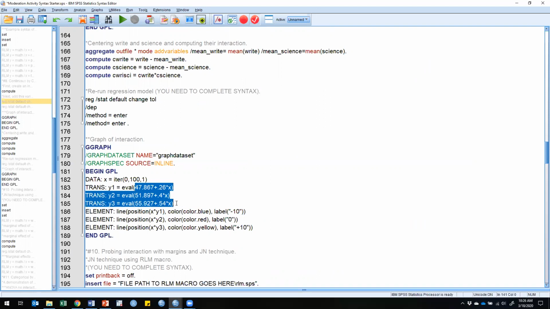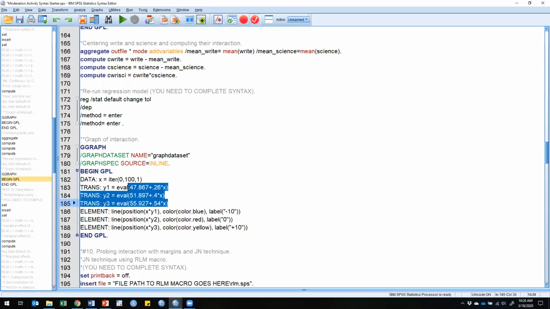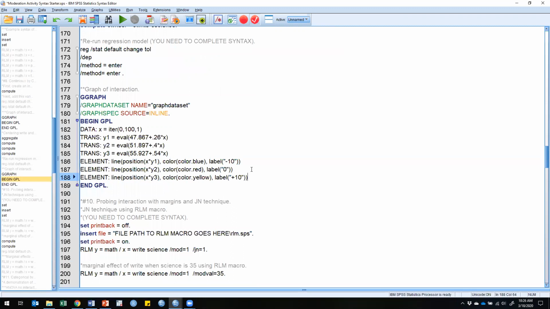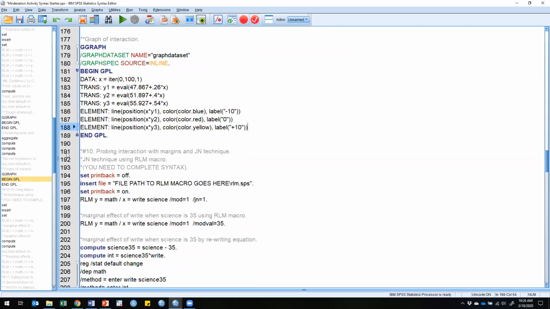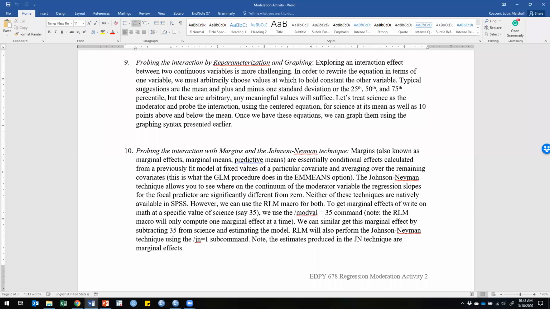So here's why I rewrote. You can see my values for how I rewrote the equations in terms of science, and then you can see I changed my labels: minus 10 points at the mean, plus 10 points. I do want to talk a little bit about this Johnson-Neyman technique.